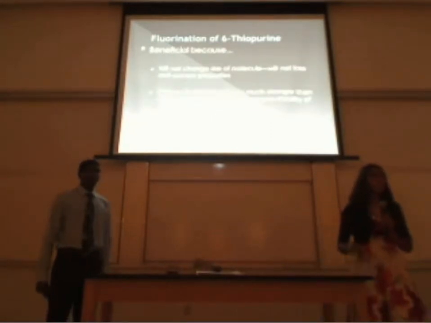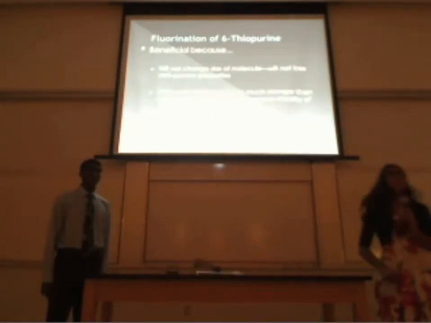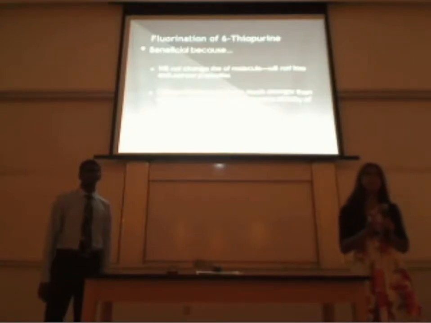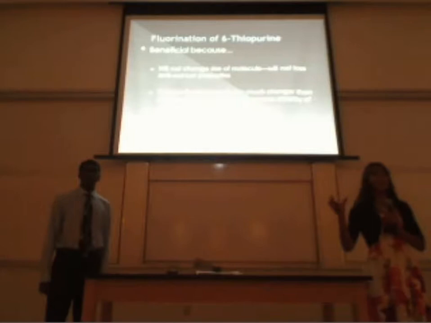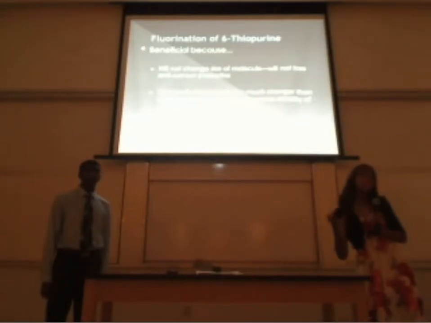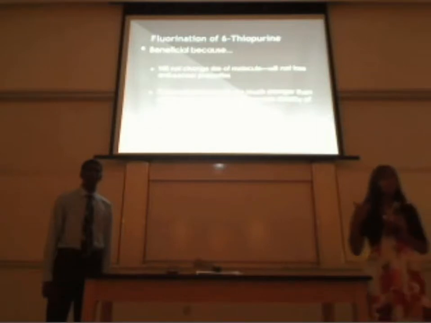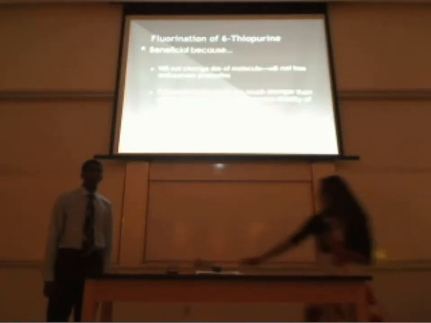This could be beneficial for a multitude of reasons, as you can see, and this substitution could potentially keep 6-thiopurine from being converted into 6-thiouric acid, which could potentially keep the enzyme UDP-GDH from being inactivated, which would not allow jaundice to occur in patients treated with the drug.